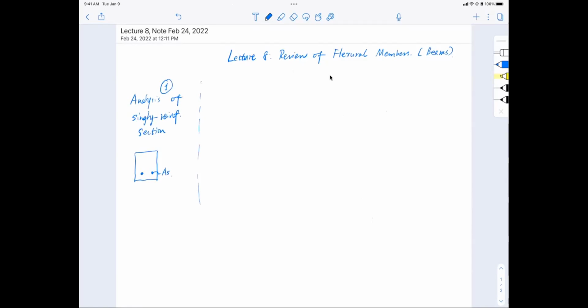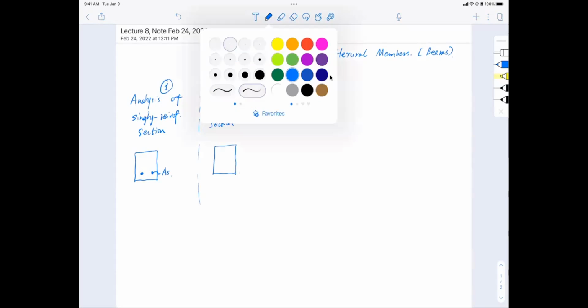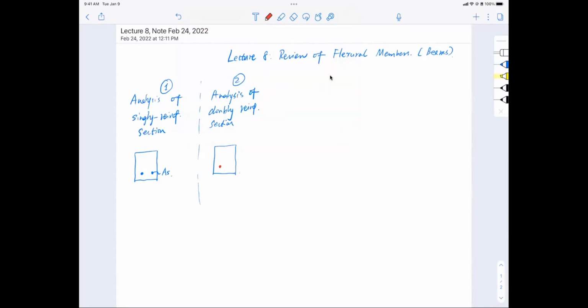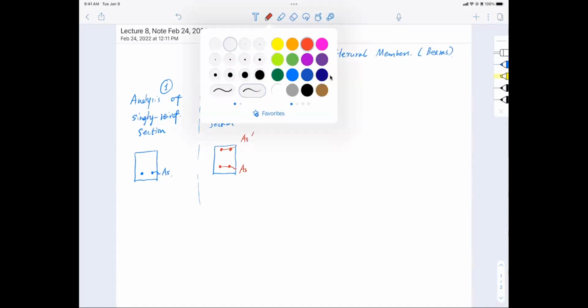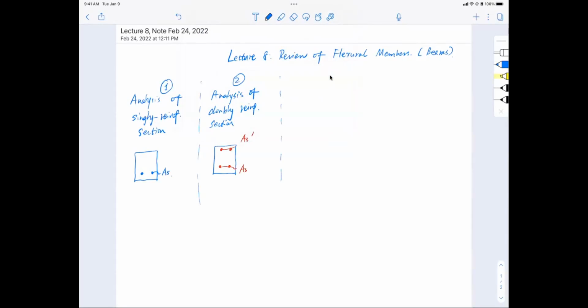Then the next section, we talk about analysis of doubly reinforced section. That means I have a beautiful rectangular section again, and I am going to analyze its moment capacity in terms of both tensile and compressive reinforcement.